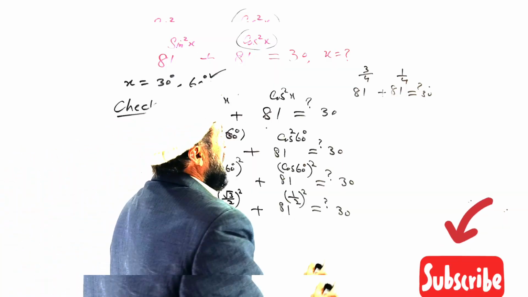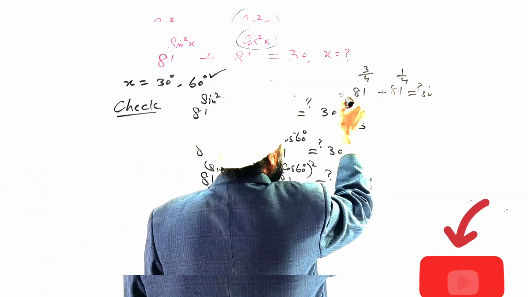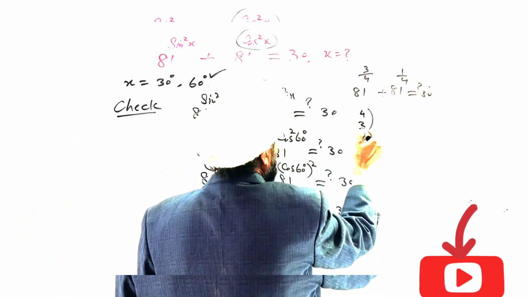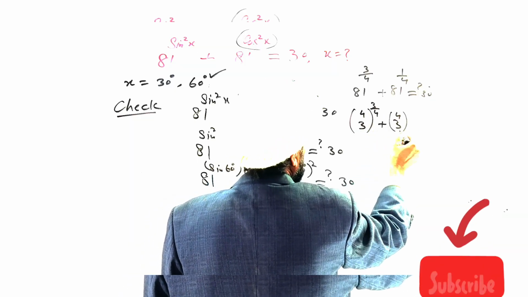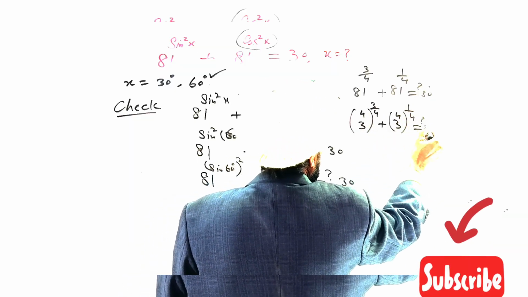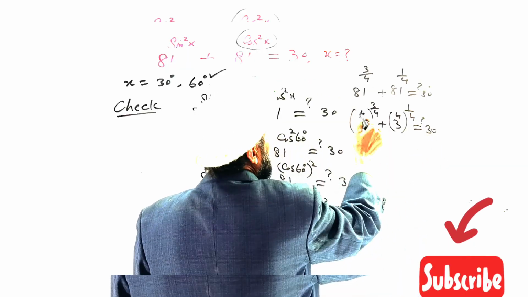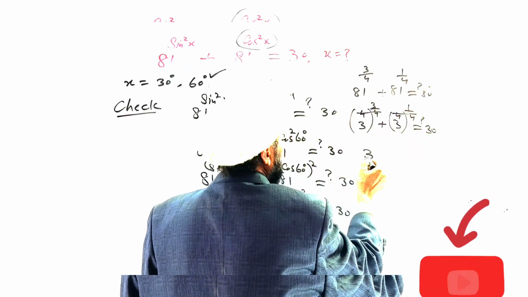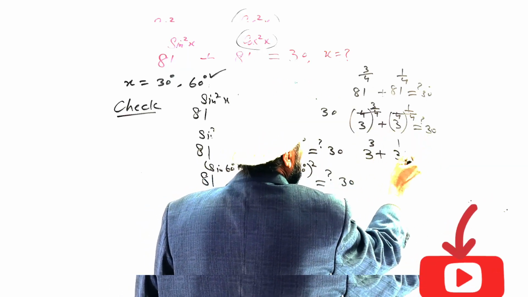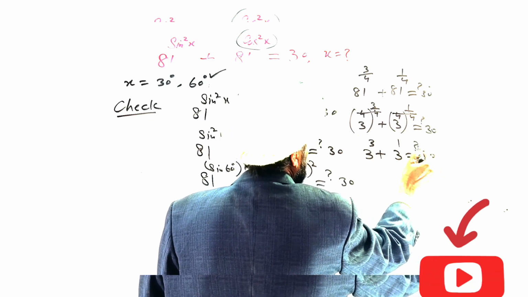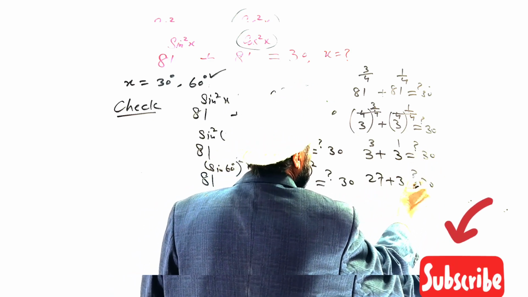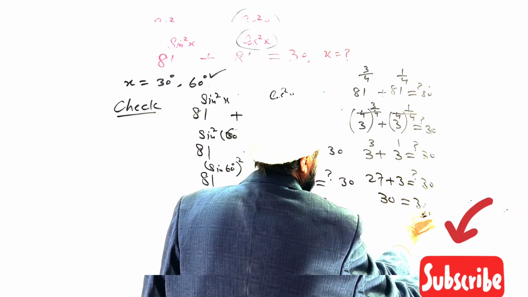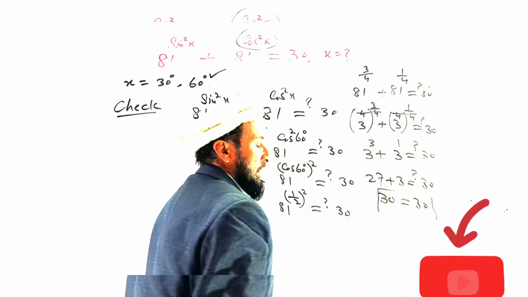Now we can try to make the base 3; we can write 3 exponent of 4. We get 3^4 to the power 3 by 4 plus the same 3^4 to the power 1 by 4 is question mark 30. So this is cancelled, this is also cancelled. We get 3 exponent of 3 and 3 exponent of 1 is equal to 30, this is a question mark. We get 27 plus 3 is equal to 30. So 30 is equal to 30. So it means that our answer is correct.